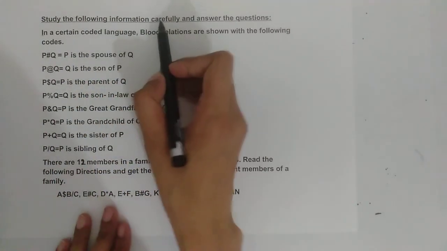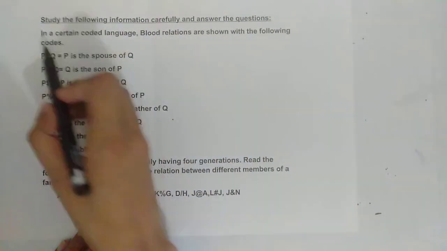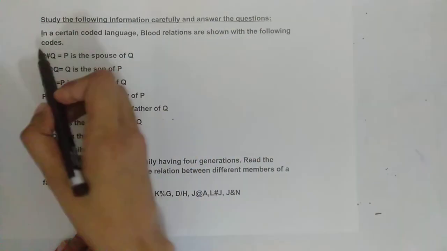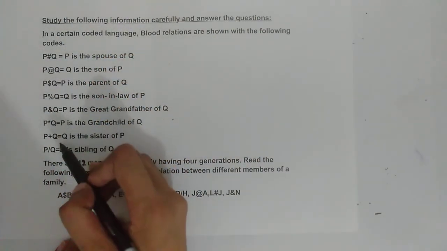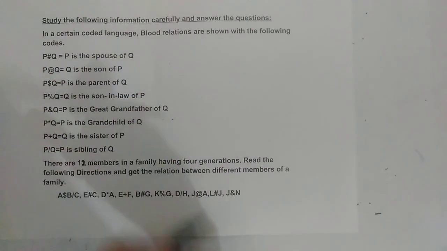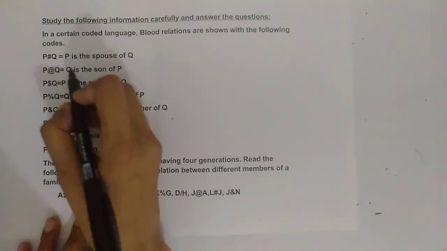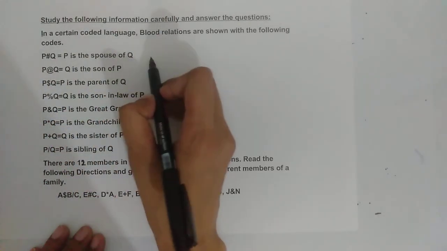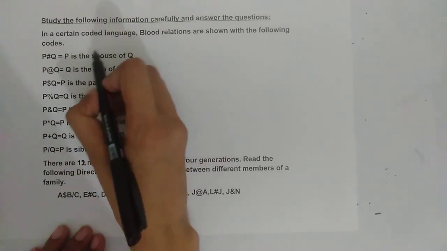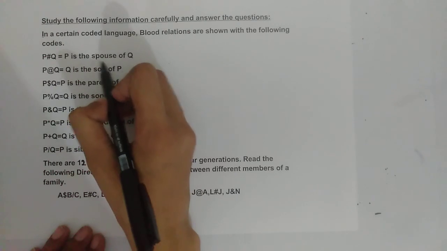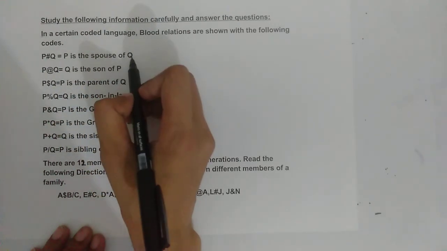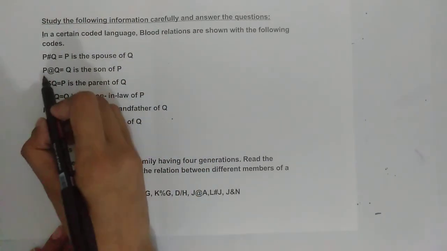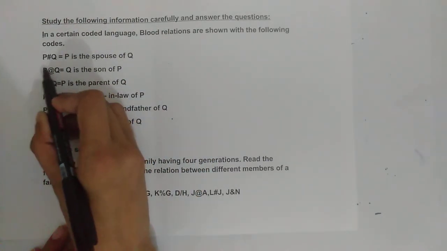Study the following information carefully and answer the questions. In a certain coded language, blood relations are shown with the following codes. These denote some blood relations between these two persons. Like P#Q means P is the spouse of Q. Now see, here is the word spouse. Spouse means P can be either husband of Q or wife of Q. Fine. P@Q means Q is the son of P.